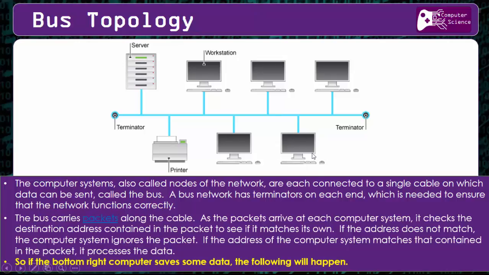So if the bottom right computer down here wants to save some data, so it's going to go into the server, the following will happen. It will send that packet of data to all of the devices. It goes to all of them. If it goes to the terminators, it disappears, it just doesn't do anything. The same with any workstations that it doesn't match the correct address. However, the server will process the data.